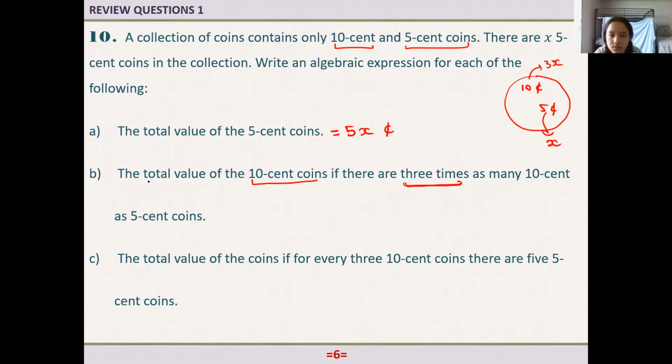So what will be the total value? We should just multiply 10 cents by the number of 10-cent coins, right? Because if you have 10 10-cent coins, that means you have $1. If you have 15 10-cent coins, you have $1.50. So now we don't know the number. We have 3X 10-cent coins. So there will be 3X times 10, which is equal to 30X. The total value of all the 10-cent coins in this box is 30X cents.